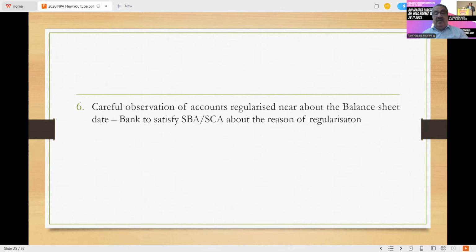And now, another very important thing, you have to do careful observation when an account is regularized near the balance sheet date. Suppose for the entire year that account stands in the category of NPA, and suddenly there is a mass credit. Say the loan amount to be paid is 10 lakhs, and suddenly to regularize that amount, 10 lakh has come from another account. So that transaction you have to verify. Then you have to satisfy yourself that the money that comes to regularize the NPA account is from a genuine source or not.